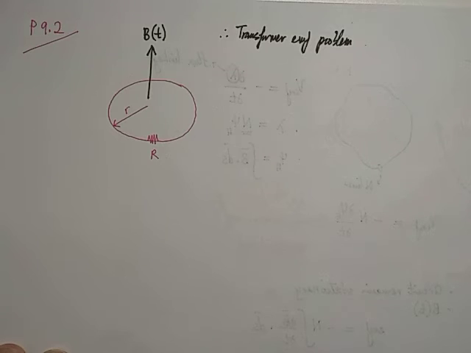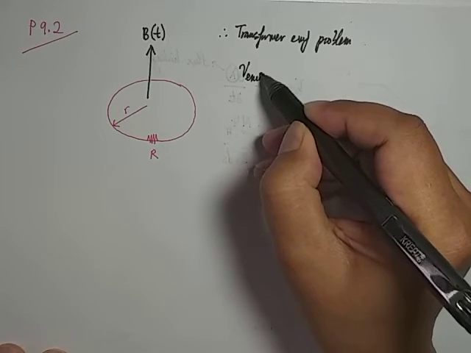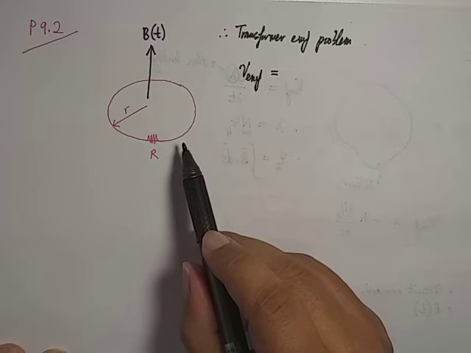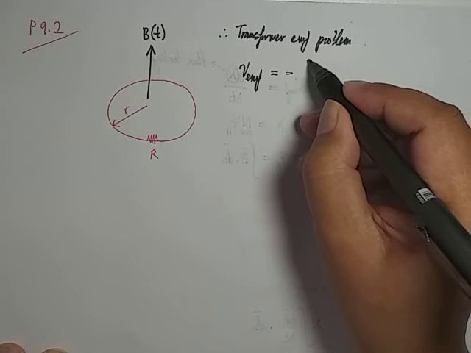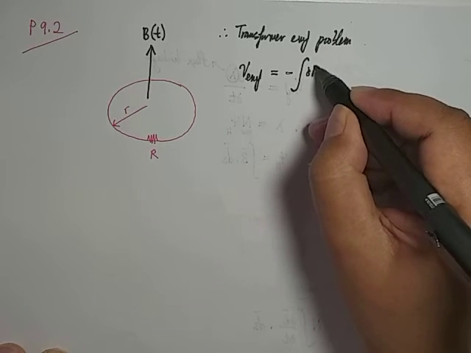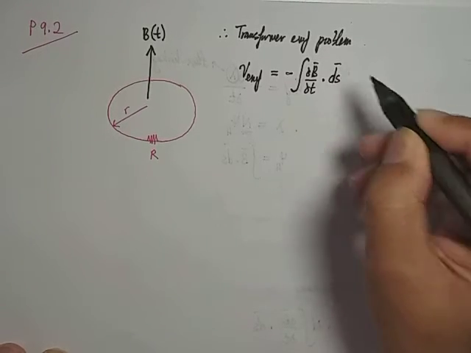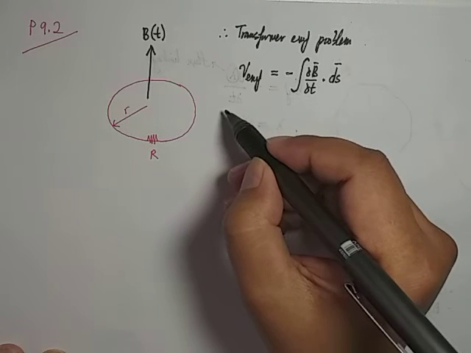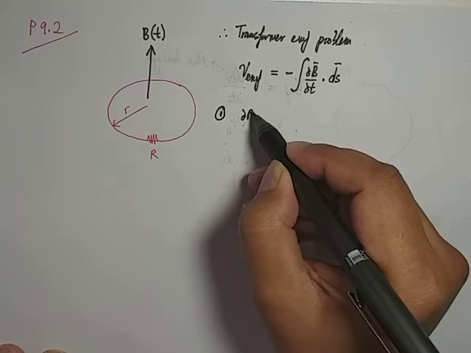Okay, and so for us to solve this problem, we know that the EMF should be equal to, and alhamdulillah, in this problem the number of turns is only one, so we don't have to put N there. We define it to be the negative integral of dB over dt dot dS. That should be our equation known as transformer EMF. So what I'm going to do now is first solve for what dB over dt is equal to.